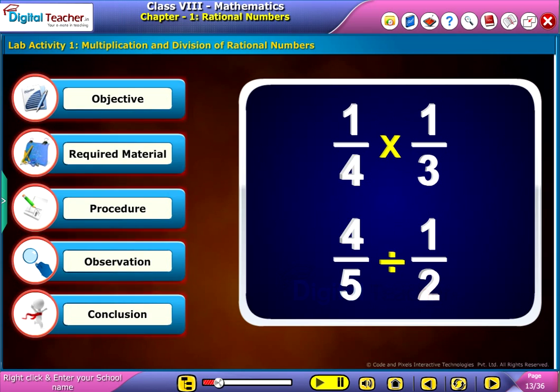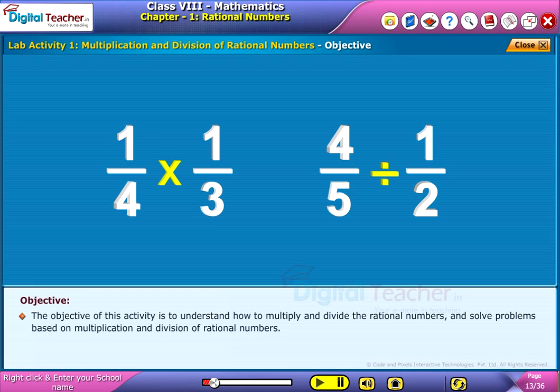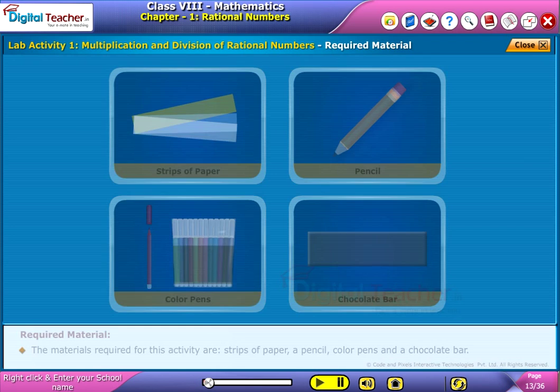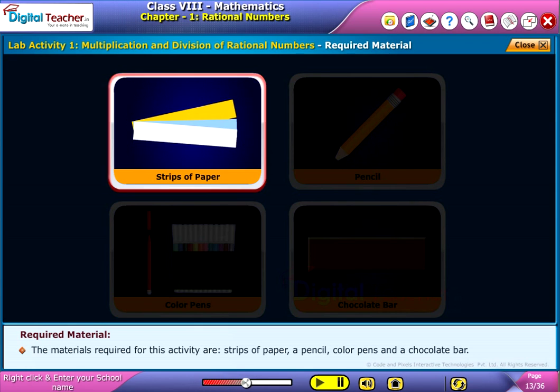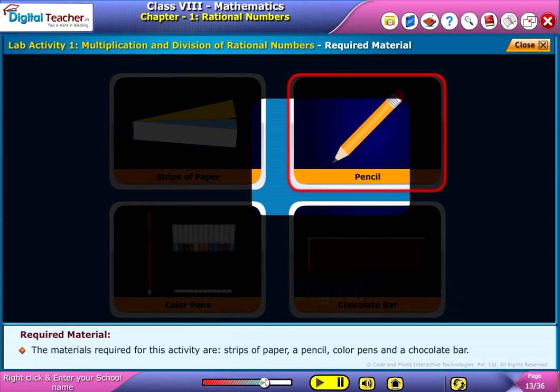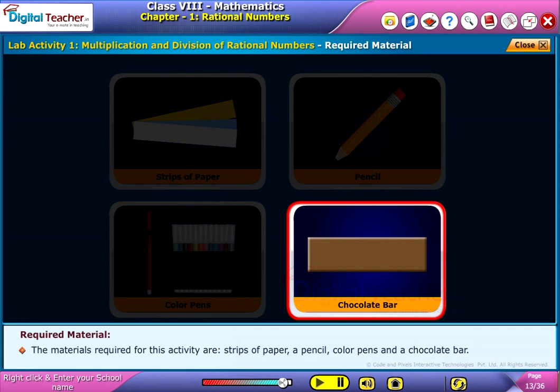Let us do a lab activity on multiplication and division of rational numbers. The objective of this activity is to understand how to multiply and divide the rational numbers and solve problems based on multiplication and division of rational numbers. The materials required for this activity are strips of paper, a pencil, color pens, and a chocolate bar.